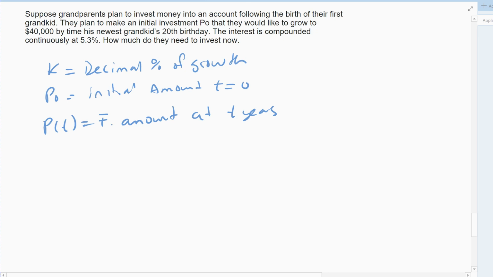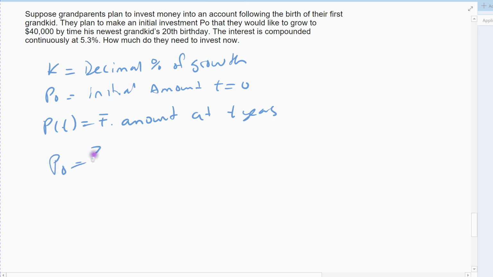All right, so the simple example here, suppose that grandparents plan to invest money into an account following the birth of their grandkid. They plan to make an initial investment. P naught's the initial investment. They would like it to grow to $40,000 by the time this newest grandkid reaches their 20th birthday. So over 20 years, they want it to grow to $40,000. Interest is compounded continuously at 5%. How much do they need to invest?